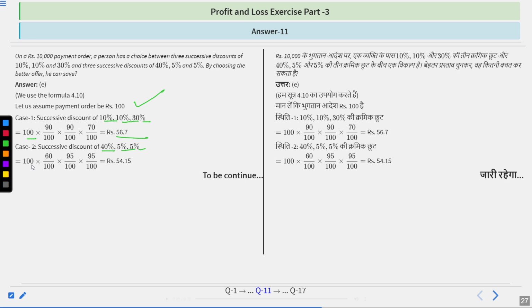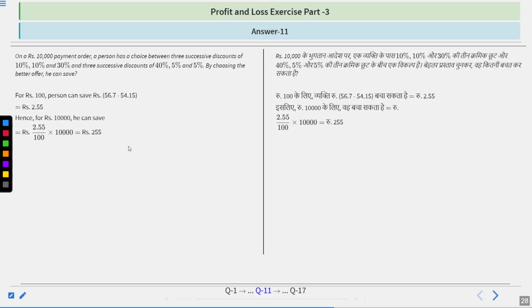So we can calculate it. 100 multiplied by 60/100, 95/100, multiplied by 95/100, which becomes 54.15. For 100 rupees, he can save, we subtract it, we get 2.55 rupees. So for 10,000, we multiply 2.55/100 by 10,000, which equals 255 rupees. So he can save 255 rupees.